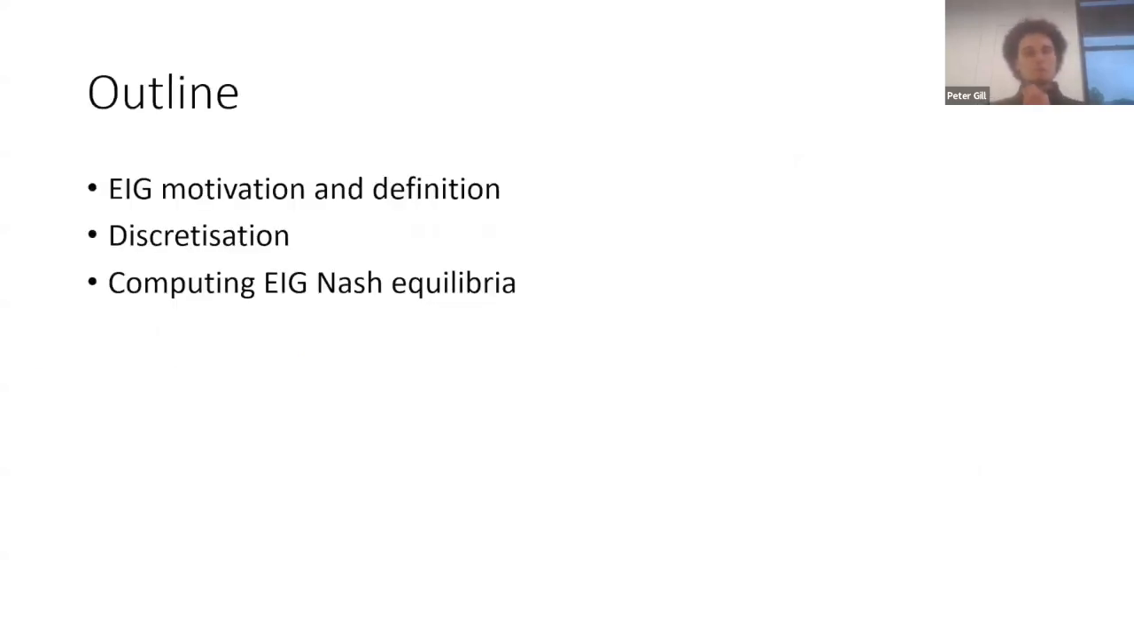The outline for this talk is: I'm going to motivate what an escape interdiction game, or EIG, is, and define it. Then we're going to look at discretization, making it more tractable to compute Nash equilibria. Then we're going to see how we actually compute these Nash equilibria, and compare various algorithms that have been seen in the literature, and also produce our own.